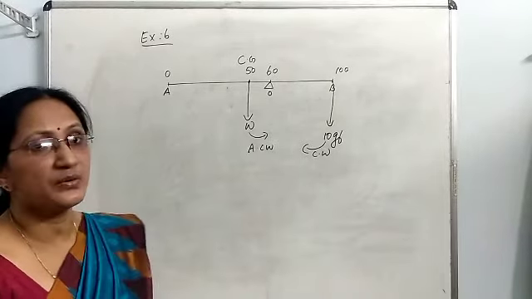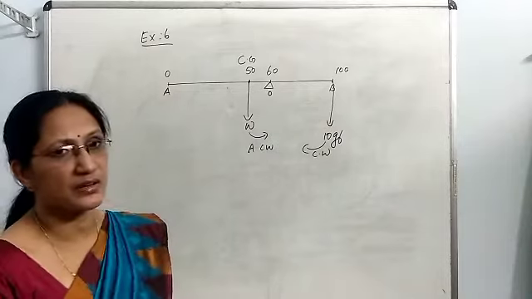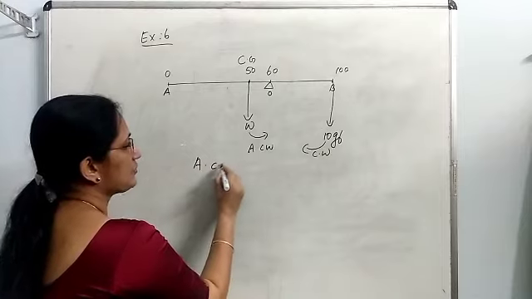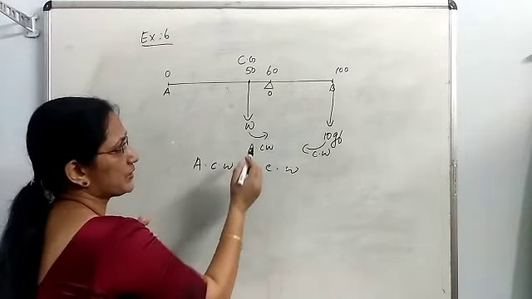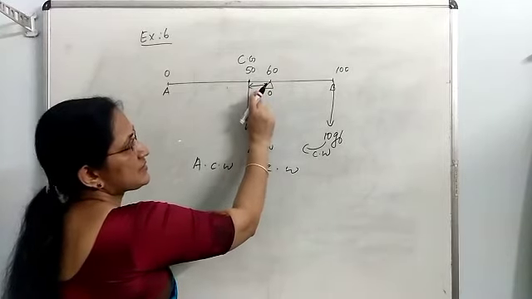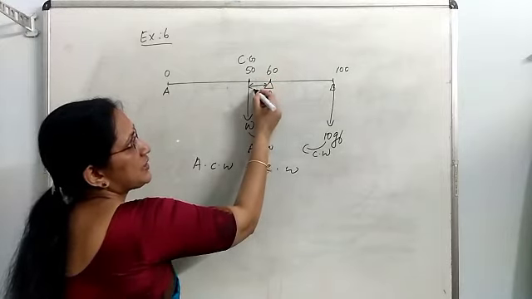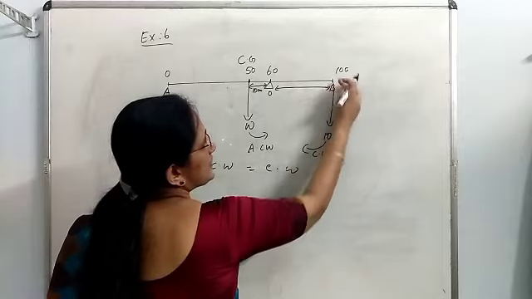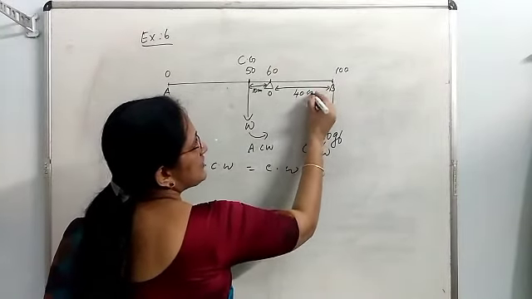Now next, find out the weight of this scale. Since the scale is balanced, we can apply the principle of moments, that is, anti-clockwise moment is equal to clockwise moment. How will you find the anti-clockwise moment? Force into perpendicular distance. This distance is 10 centimeter because this is the 60 centimeter mark on the scale and this is 50. This is the 100 centimeter mark, this is 60, so this distance is 40 centimeter.